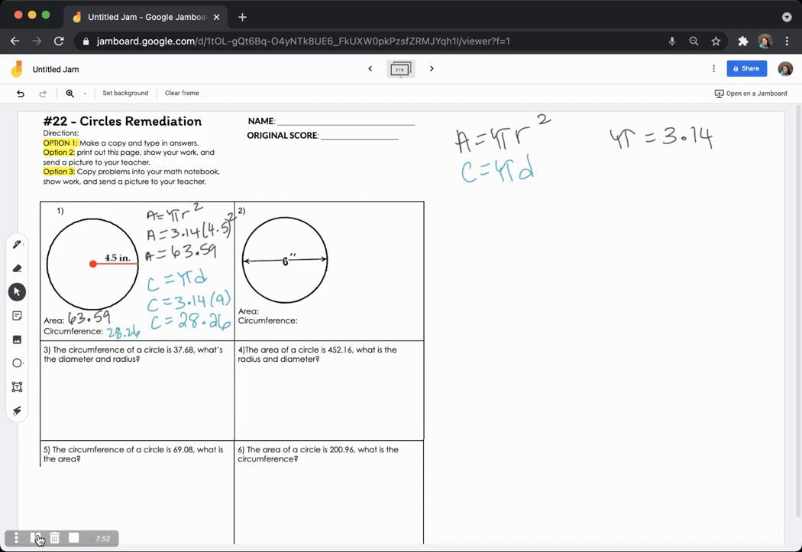Right, and number two, I'm doing the same thing. So I'm calculating the area and circumference. So area is pi times radius squared. If the radius is halfway across the circle and 6 is going all the way across the circle, halfway would be 3. So I'm going to say 3.14 times 3 squared. And that's going to give us 28.26.